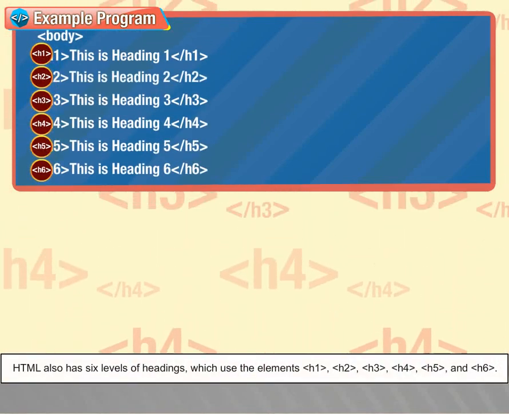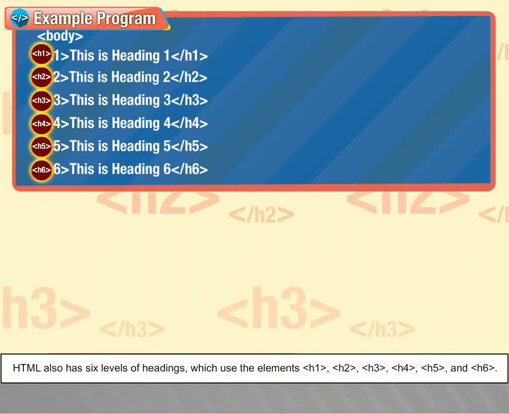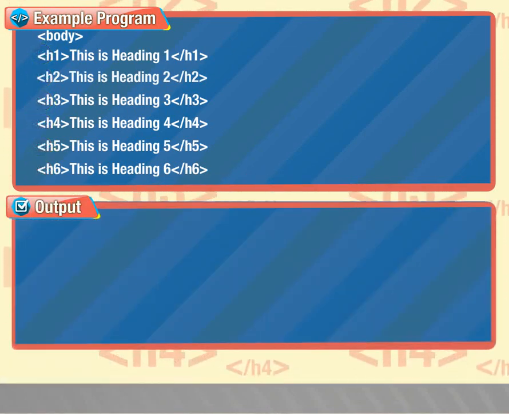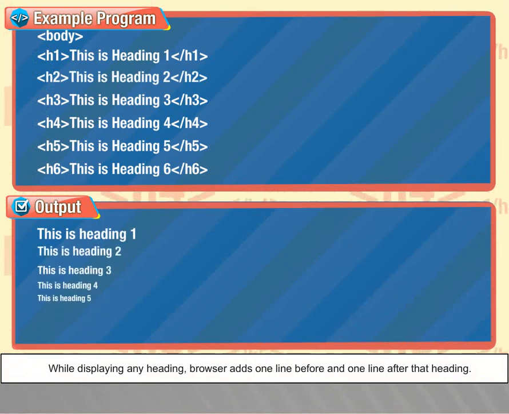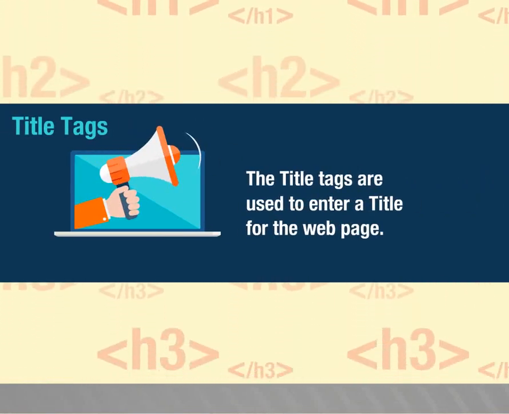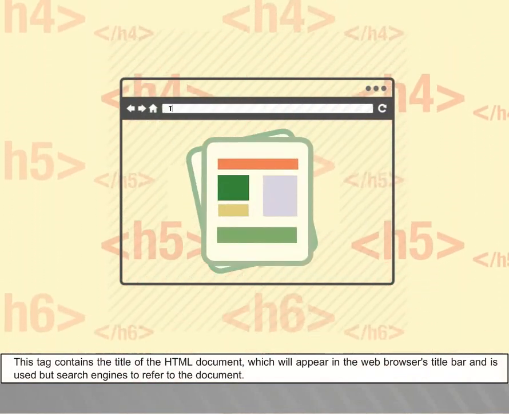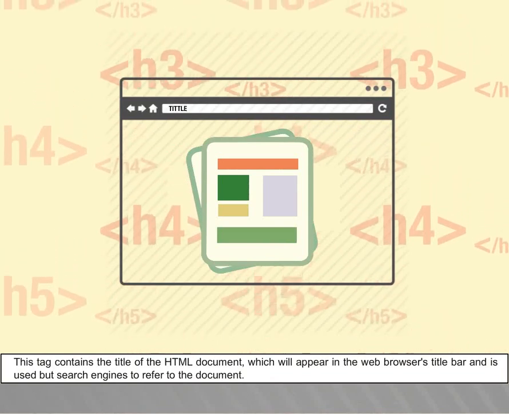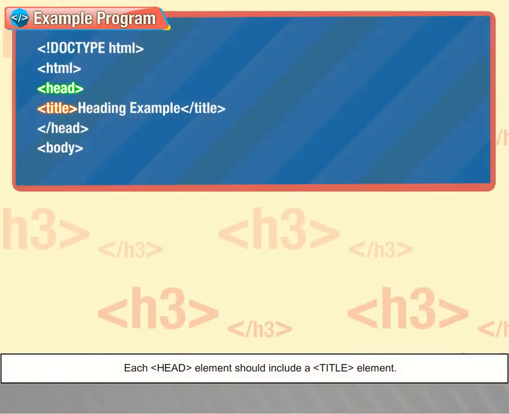HTML also has 6 levels of headings, which use the elements H1, H2, H3, H4, H5 and H6. While displaying any heading, the browser adds one line before and one line after that heading. The title tags are used to enter a title for the web page. This tag contains the title of the HTML document, which will appear in the web browser's title bar and is used by search engines to refer to the document. Each head element should include a title element.